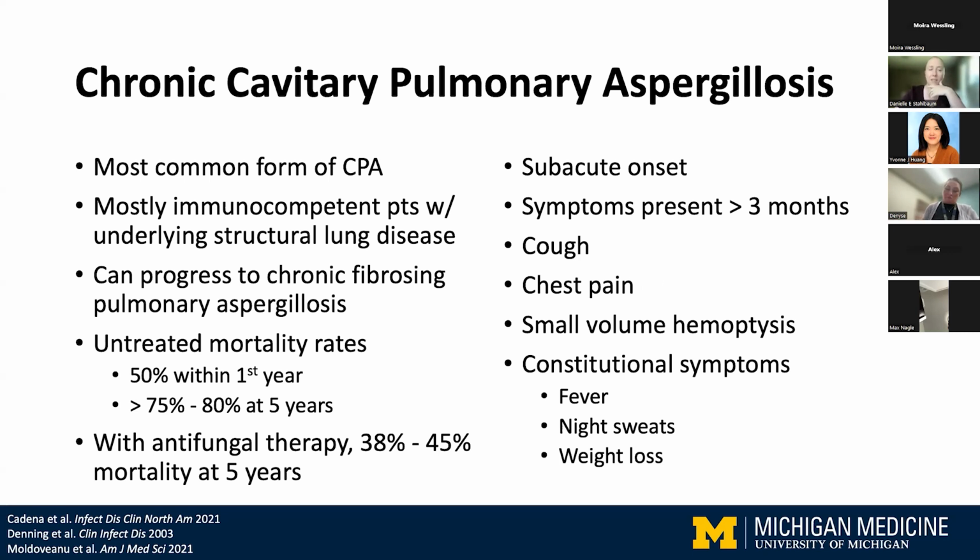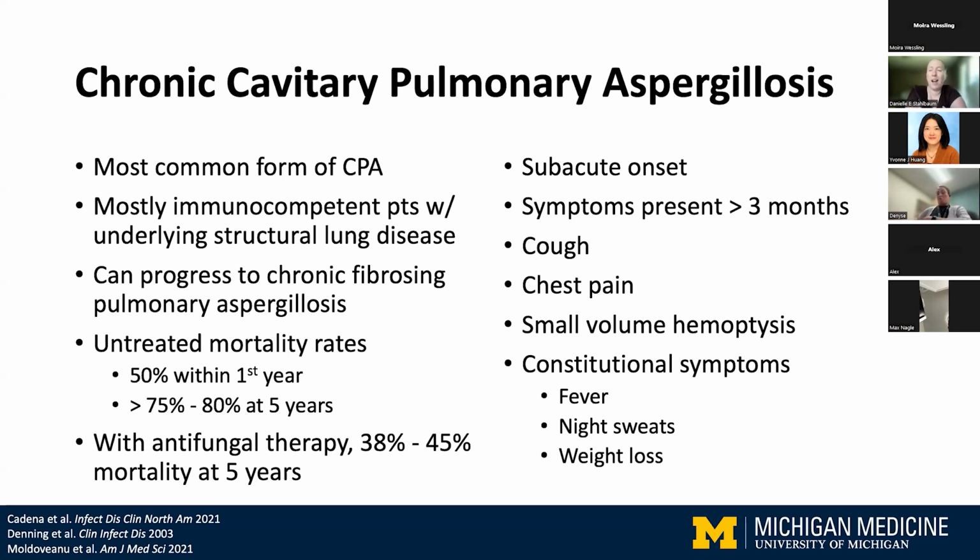It does have decent mortality rates with it. If it's untreated, 50% within 1 year and up to 75 to 80% at 5 years. I wonder if part of this is just reflecting of not just the underlying issues with the pulmonary aspergillosis affecting the cavities, but also reflective of the underlying structural lung disease as well, contributing to that. With antifungal therapy, there is an improvement in mortality at 5 years.